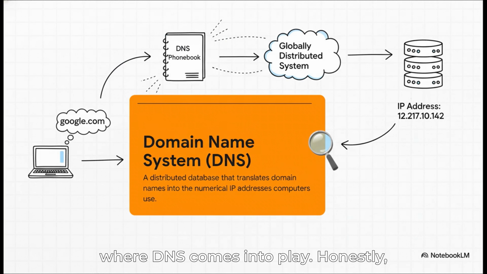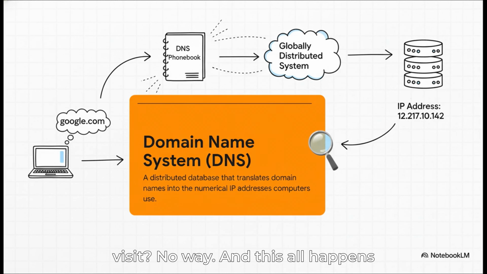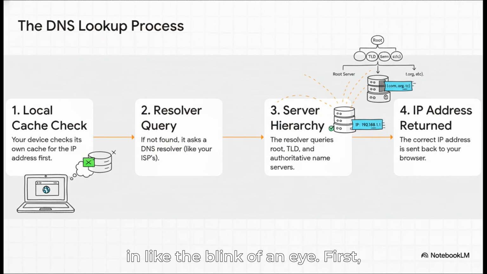And this is where DNS comes into play. Honestly, the best way to think about it is that it's literally the phone book for the entire internet. It's this massive global system that takes the name you give it and translates it into the IP address the network actually needs. And thank goodness it exists, right? Because can you imagine having to memorize those long strings of numbers for every site you visit? No way. And this all happens in like the blink of an eye.